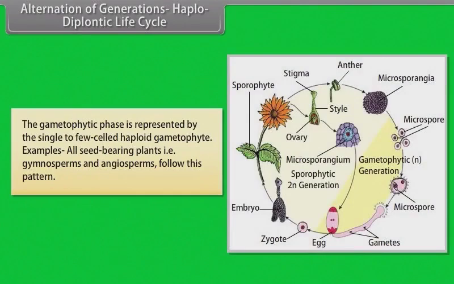The gametophytic phase is represented by the single to few-celled haploid gametophyte. Examples: all seed-bearing plants, that is, gymnosperms and angiosperms, follow this pattern.